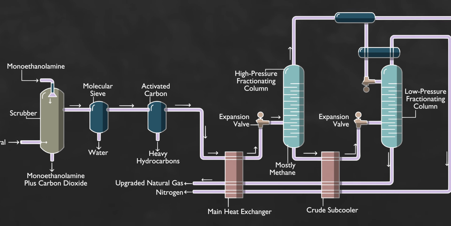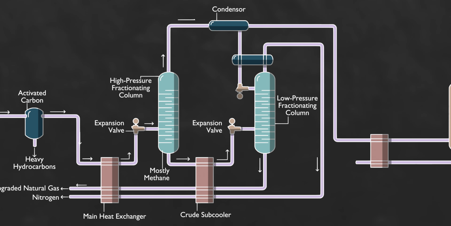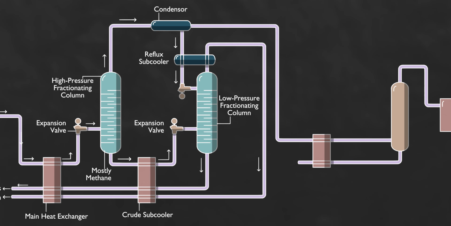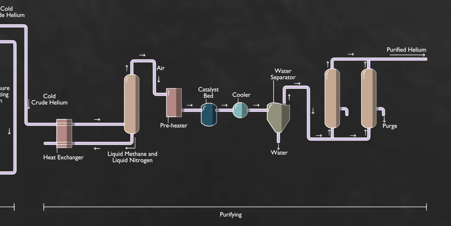Step 7. Meanwhile, the gases from the top of the high pressure column are cooled in a condenser. Much of the nitrogen condenses into a liquid and is fed into the top of the low pressure column. The remaining gas is called crude helium. It contains approximately 50 to 70% helium, 1 to 3% unliquefied methane, smaller quantities of hydrogen and neon, and the remaining nitrogen. Part 3 is purifying.